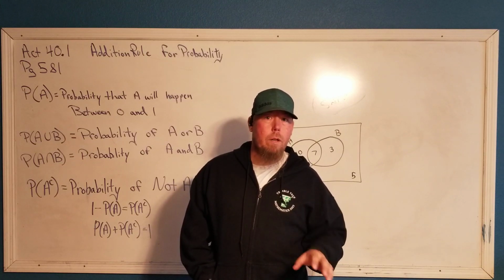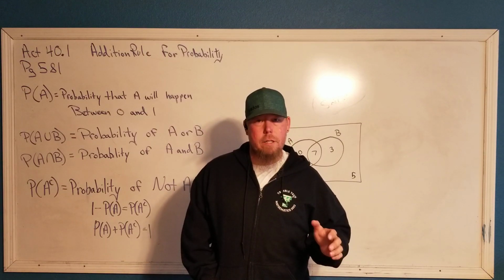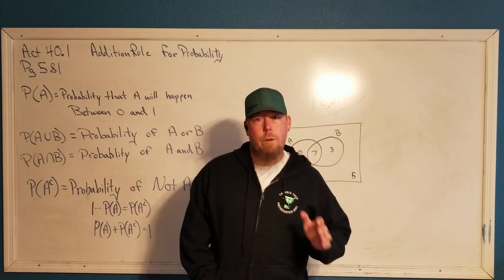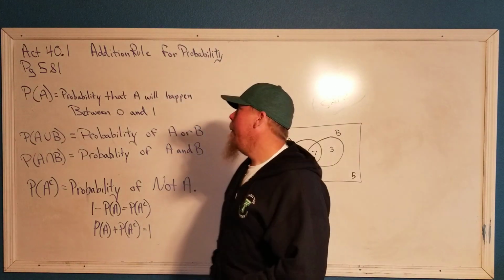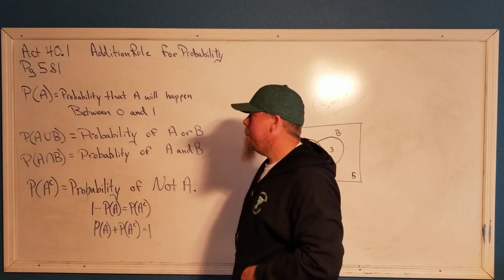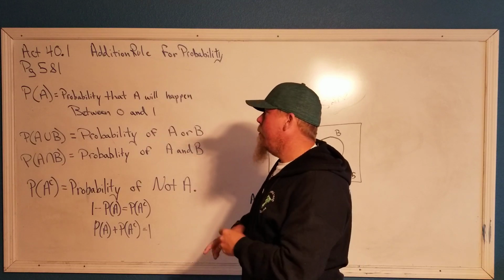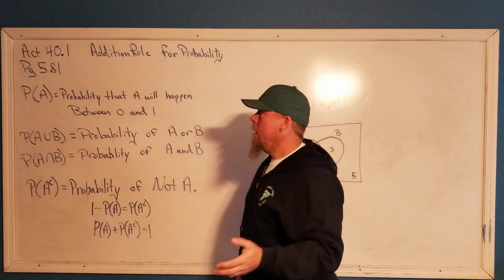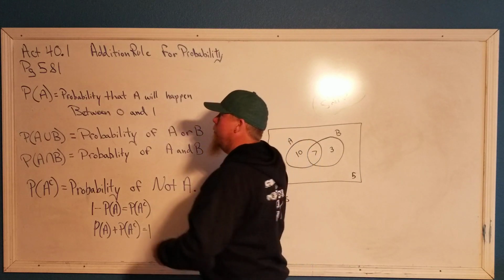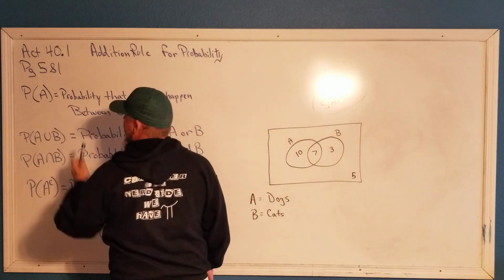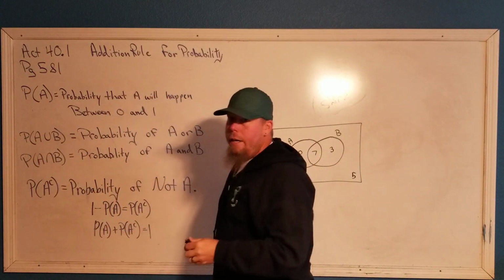So keep that in mind when you're working the problems and you're not sure how to finish it up. It should all add up to 1 when you've got all the possibilities listed. Okay, so we're on page 581. I just wanted to run through a reminder of some stuff that you should have already seen. Probability notation: if you see P of A, that's the probability that A will happen. A is just some random event.